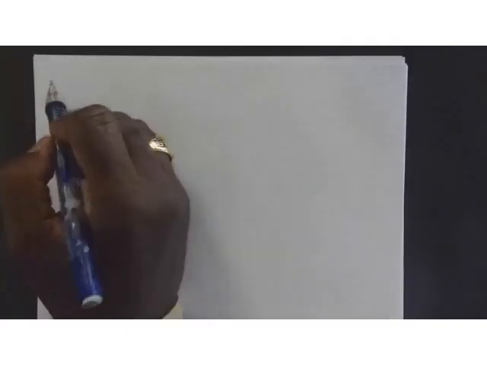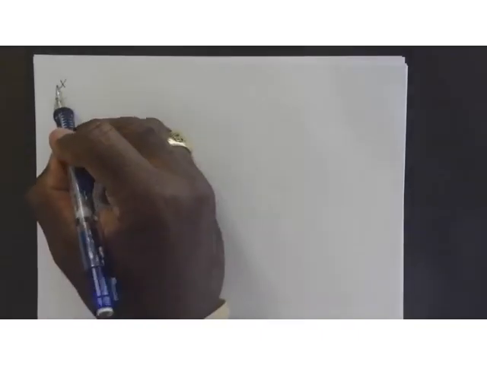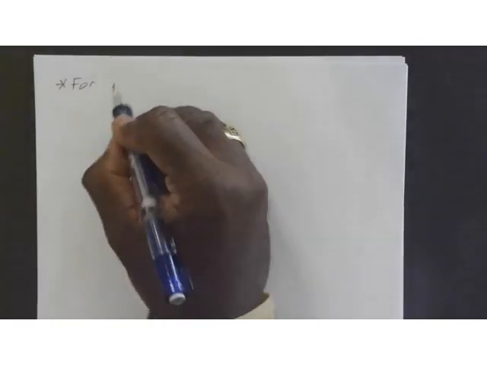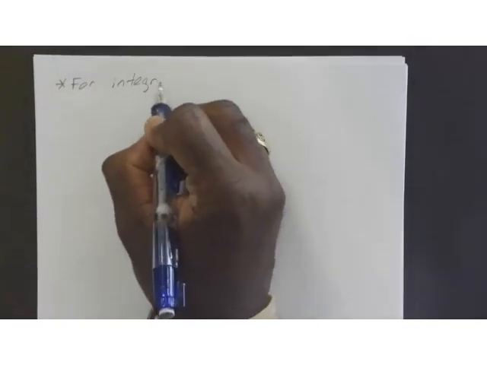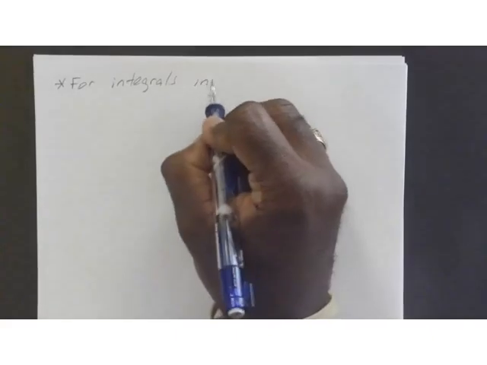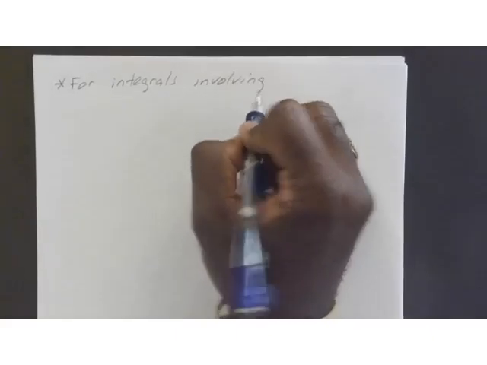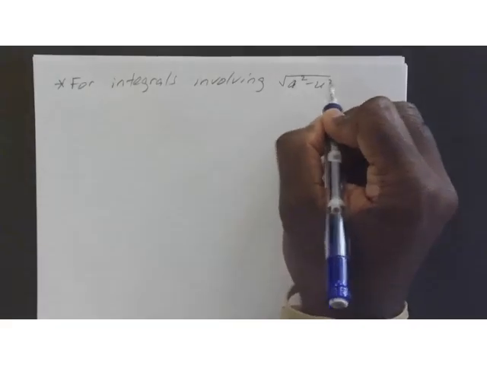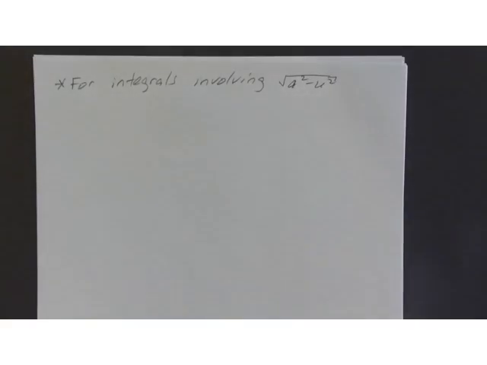So let's say you had one that did not fit any of those forms. What if you have an integral involving the square root of a squared minus u squared?